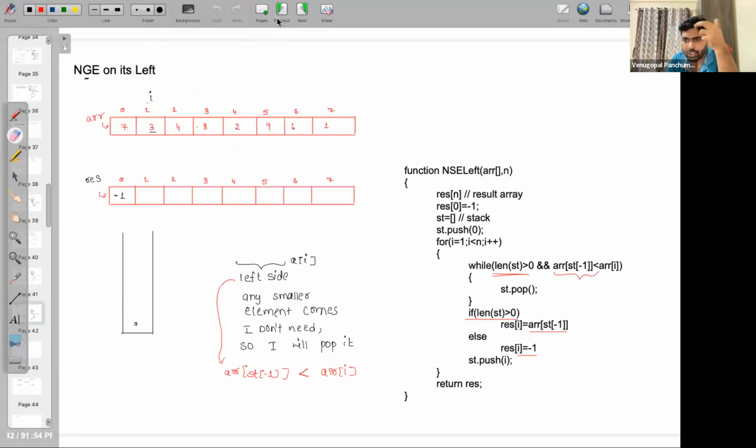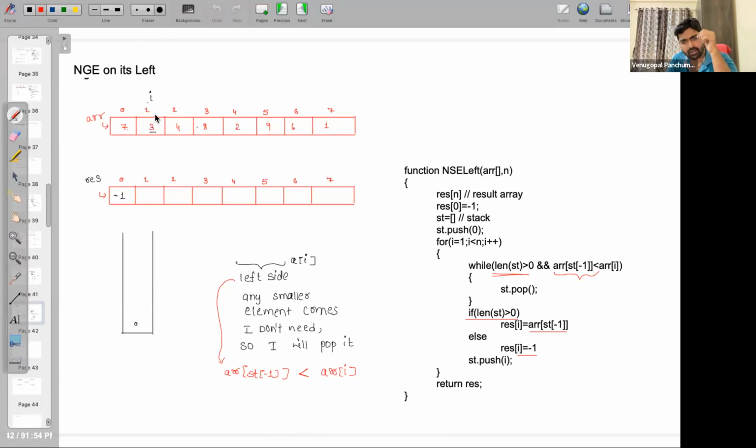Okay, then create two arrays. Write one code which will find for left, write another code which will find for right. Two arrays will be there and you multiply. Two separate arrays you need to create.